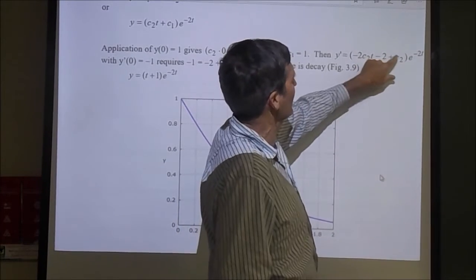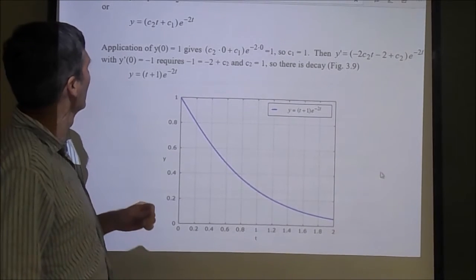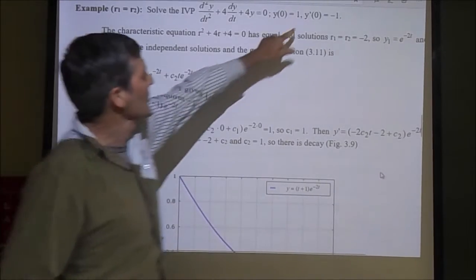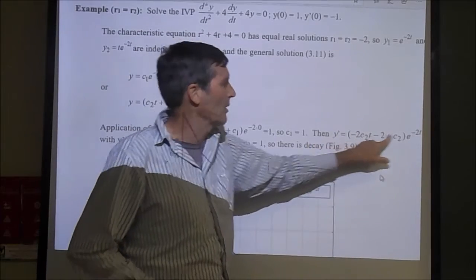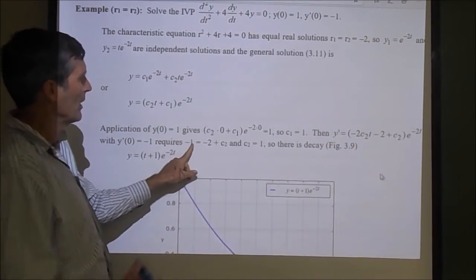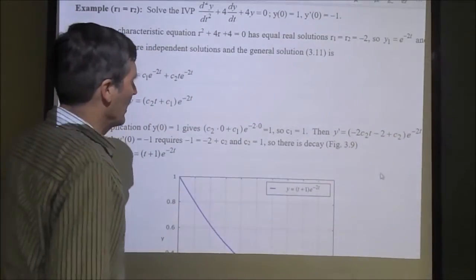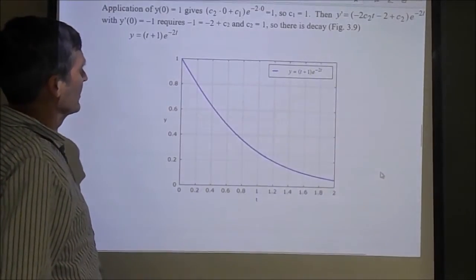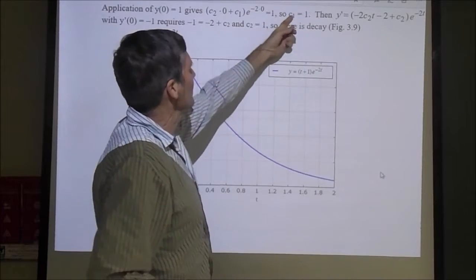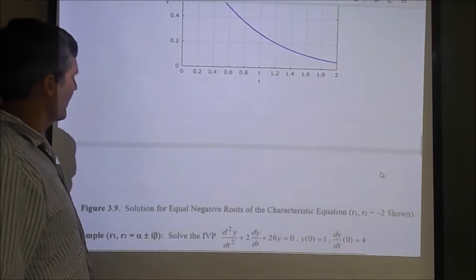No, minus 2c1 plus c2 e to the minus 2t. And we plug in the second initial condition, y prime of 0 equals minus 1. So we get minus 1 on the left equals all this stuff over here. Says that y prime of 0 equals minus 1 on the left equals minus 2 plus c2. And so c2 equals 1. And we get this unique solution, y equals (t plus 1) e to the minus 2t, because c1 and c2 are both 1. So there's what that one looks like if you plot it up.